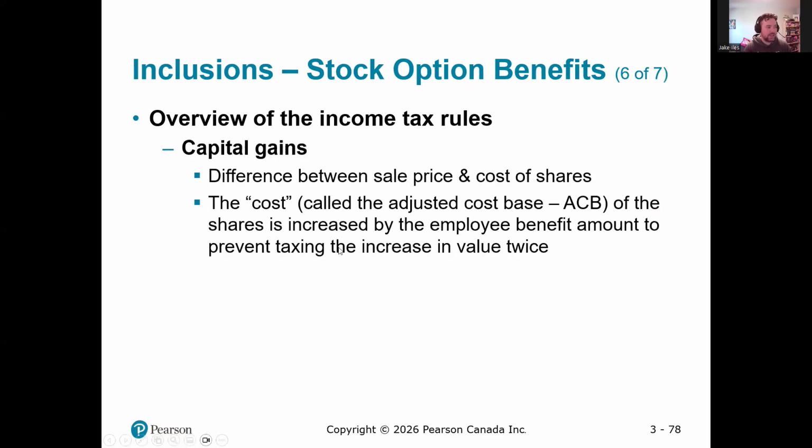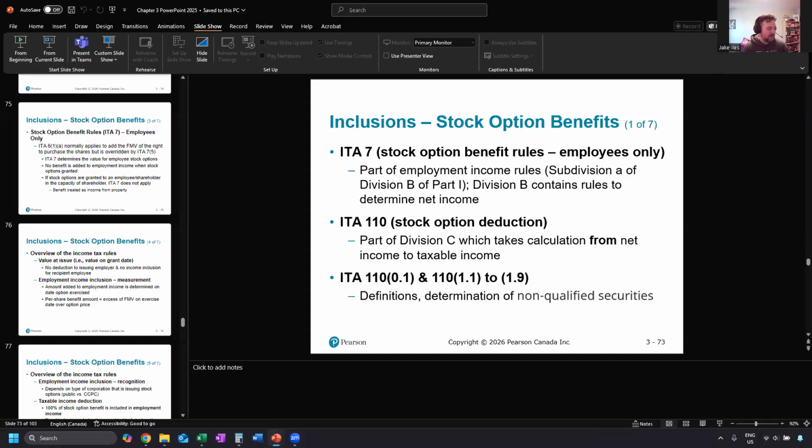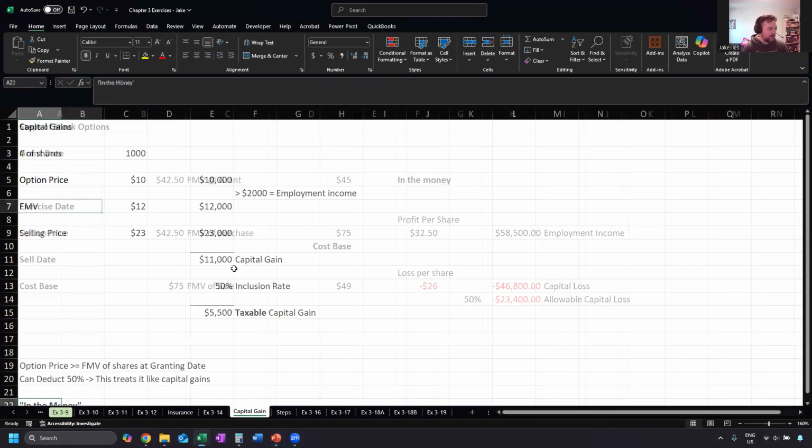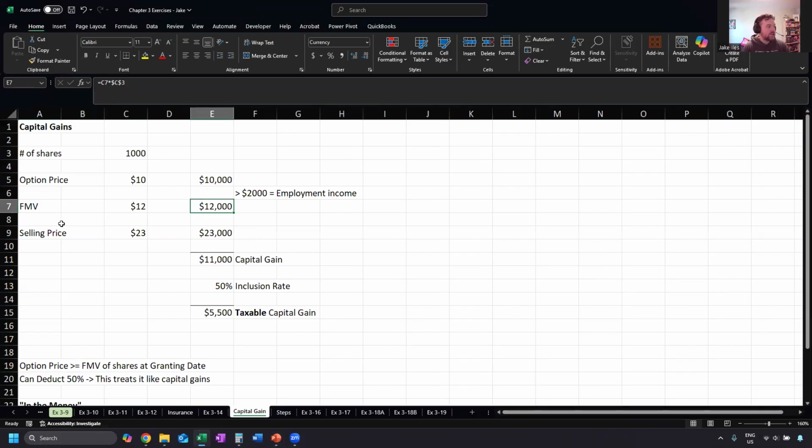After I have the share, I've recognized the employment income. Any further sale, capital gain or loss, is treated the same as a normal share purchase. So we recognize our cost base is that fair market value, that 12,000. So whatever happens at the selling price, that's treated as a regular capital gain or loss. So we're really only concerned about the timing between the option price and the fair market value at the exercise date.